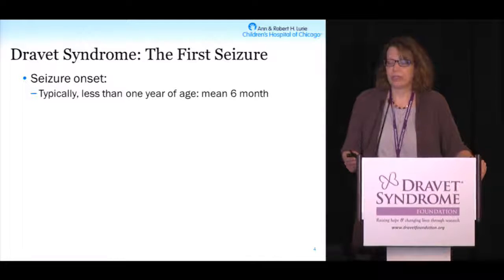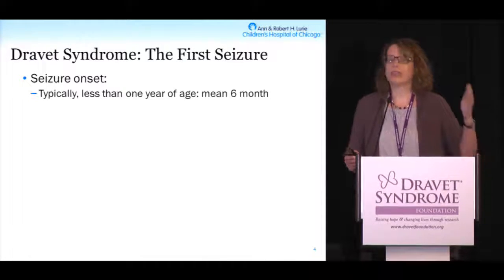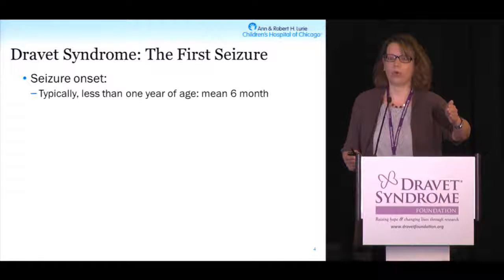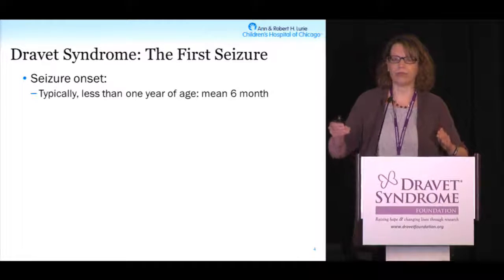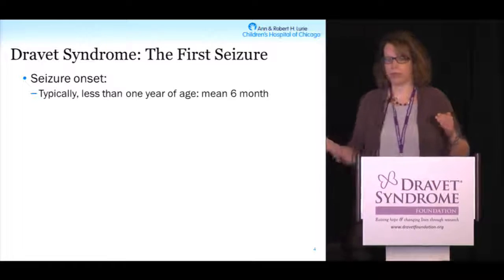So typically, as we said, the first seizure is at less than 1 year of age, with a mean of 6 months. However, realize there's nothing special about that first birthday, where if you have a seizure the day before, you have Dravet syndrome, and if your first seizure is the day after, you do not. Obviously, there's a bit of a spectrum.